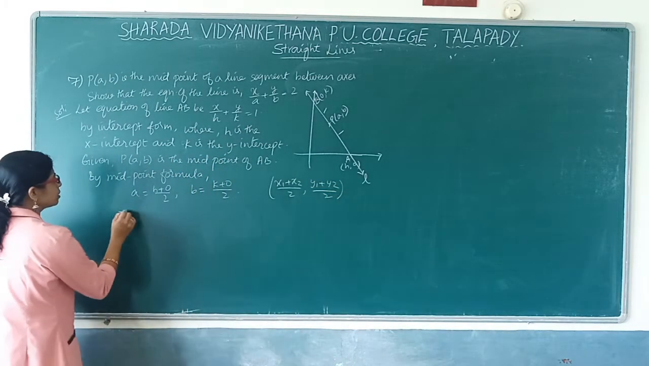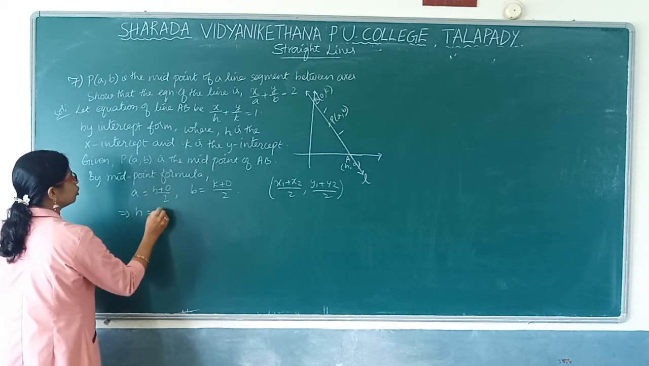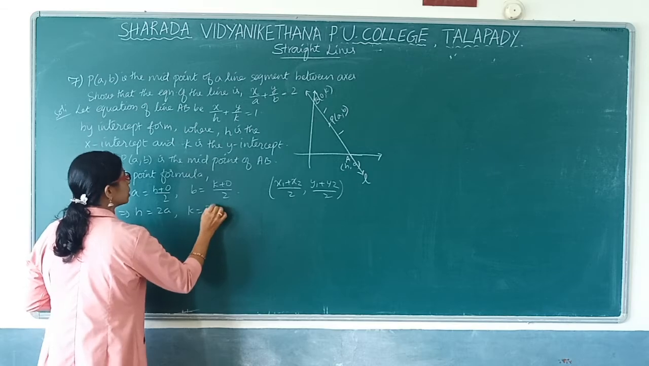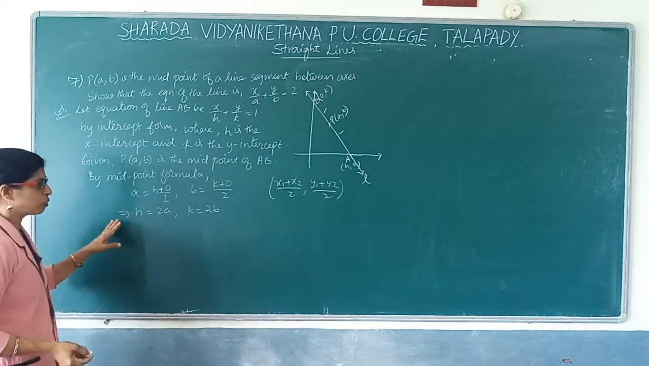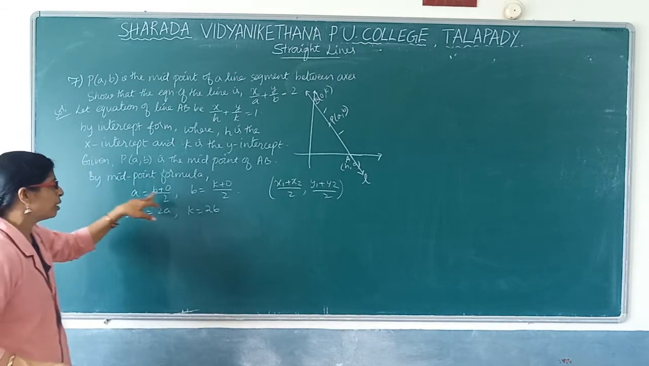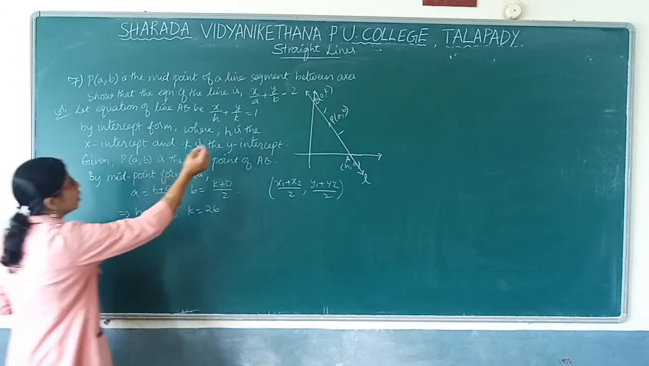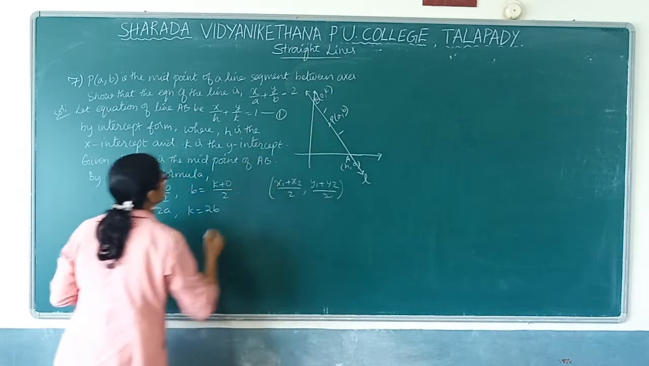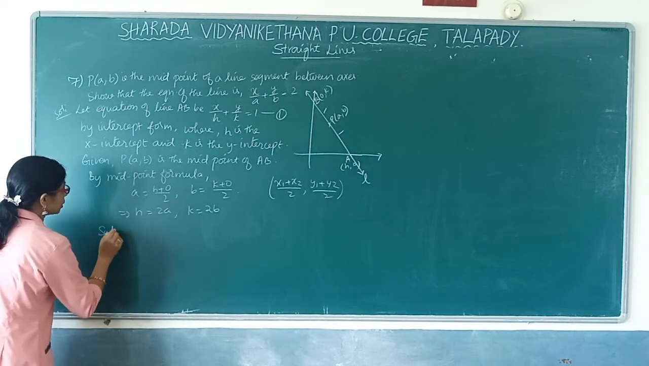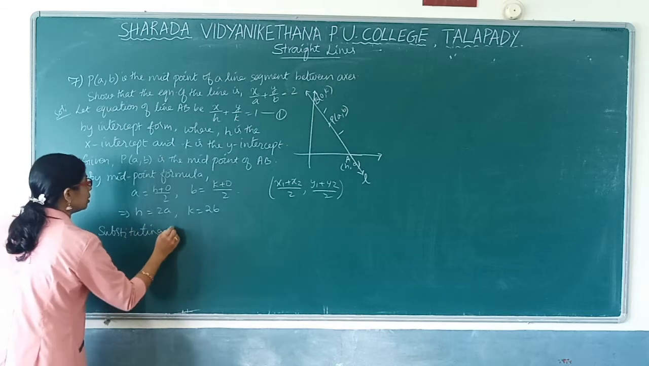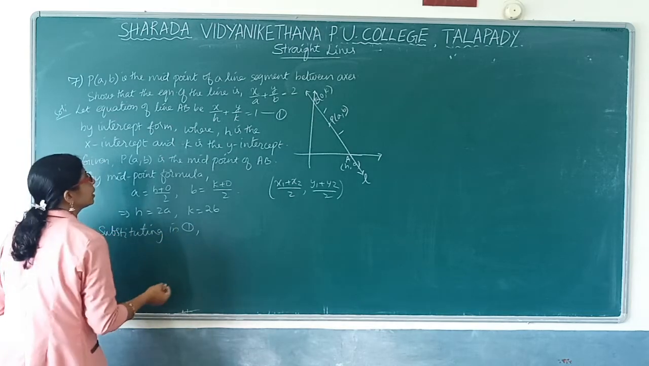Okay, so what is h then? h is equal to 2a and k is equal to 2b. You can just transfer here, h is equal to 2a, k is equal to 2b. Substitute it in equation number 1. I will give this equation now. Substituting in 1, what can you write?